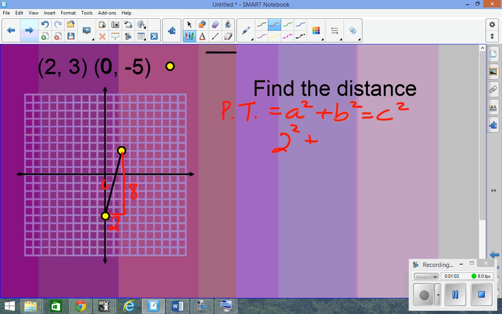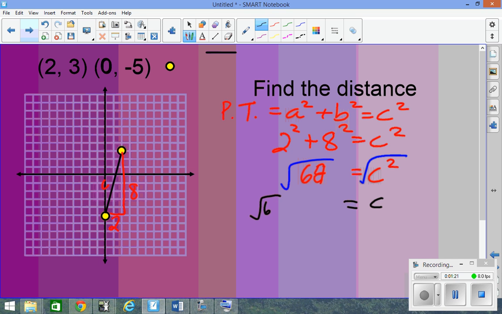So 2 squared plus 8 squared equals c squared. When you combine these together, this ends up being 68 equals c squared. And the only thing you have left to do is to take the square root, and you come up with c is equal to the square root of 68, or 8.25 is the approximate decimal.